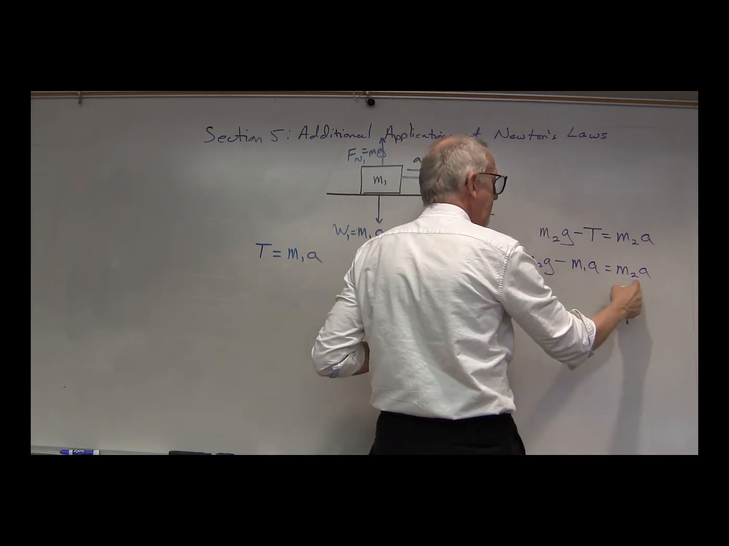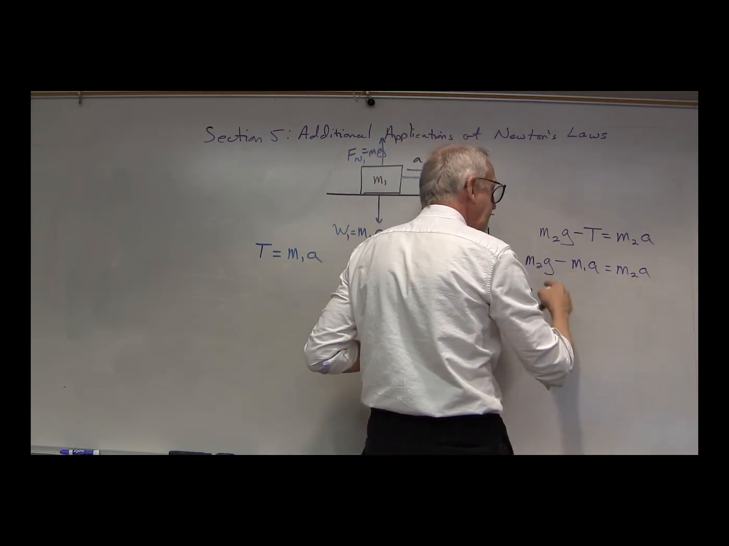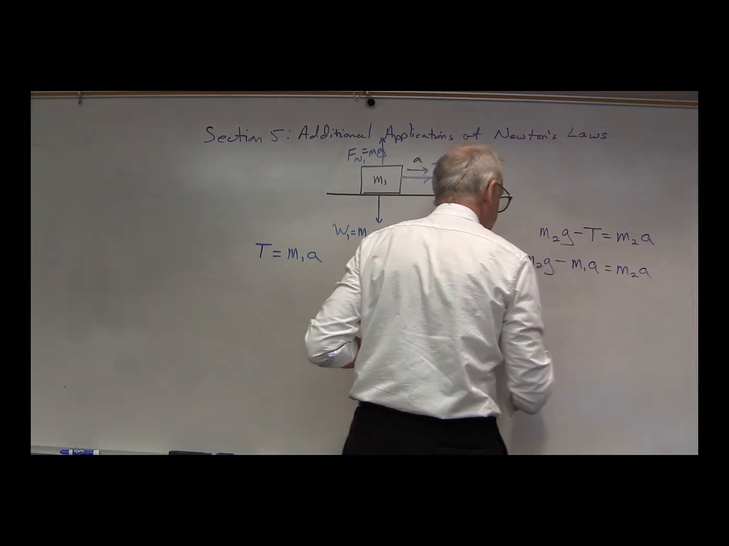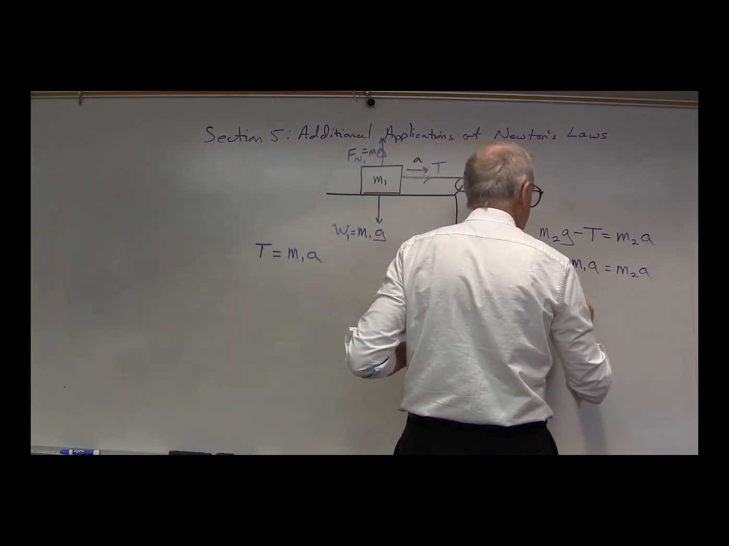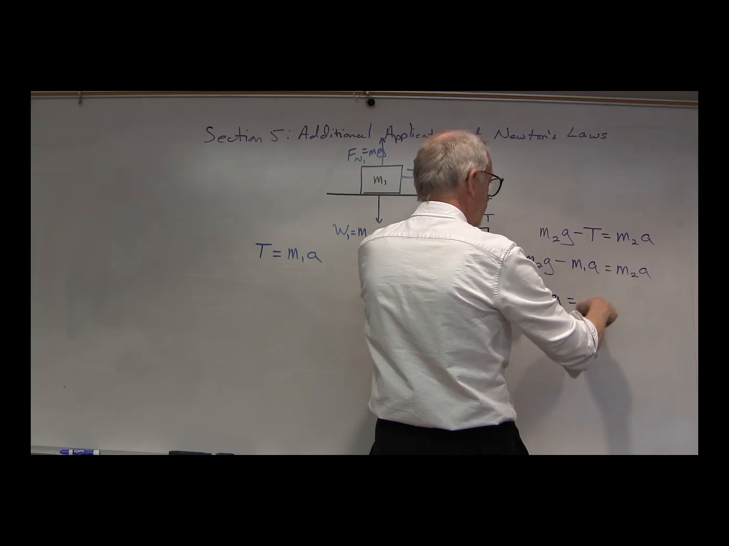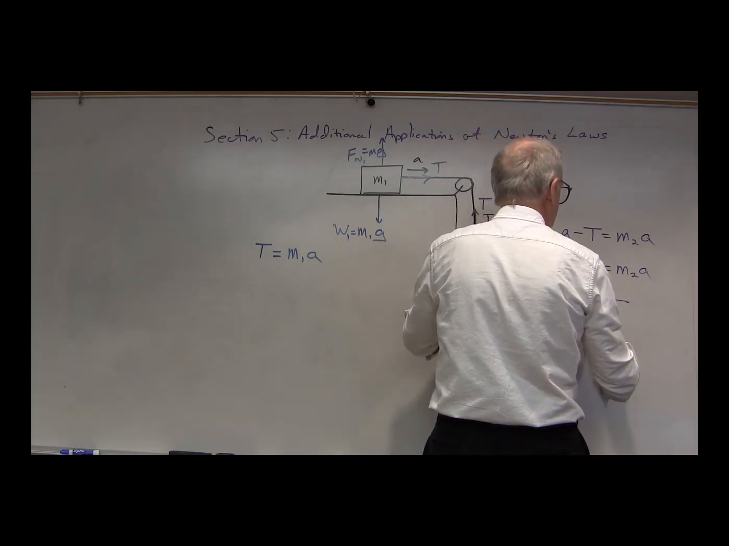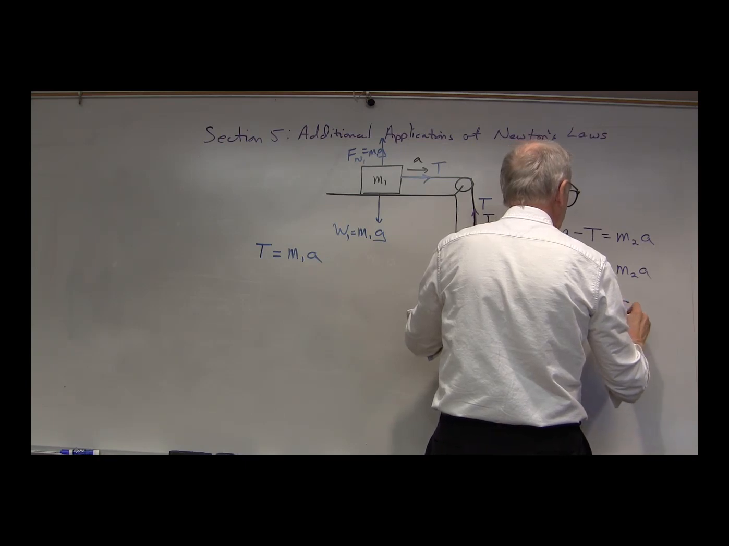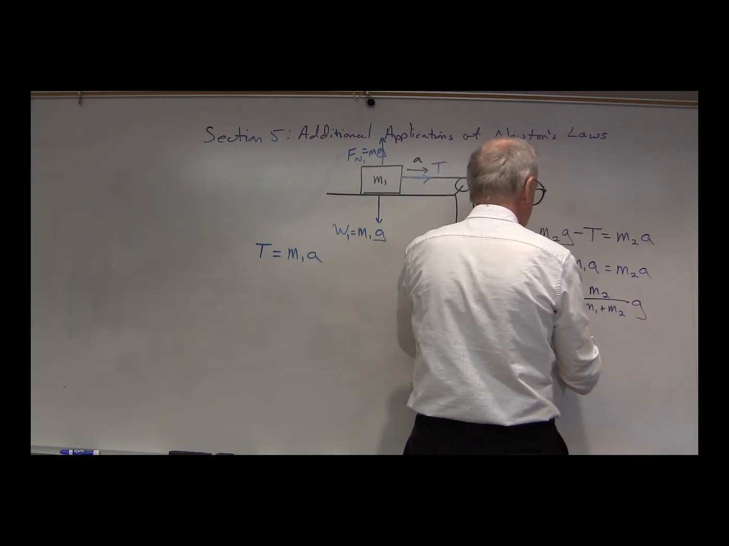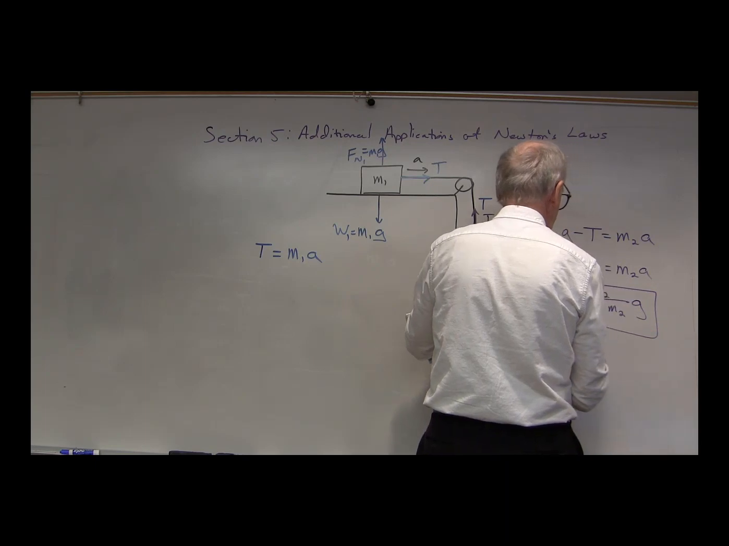Let's bring this over here. We can factor out an a and divide by m1 plus m2. And what do we get? We get a is equal to, dividing by m1 plus m2, m2 over m1 plus m2 times g, and there is a.